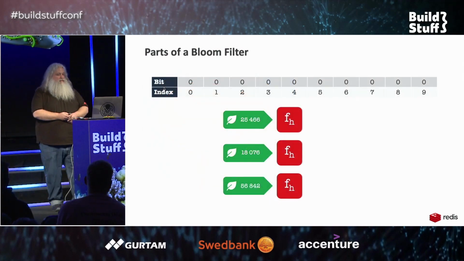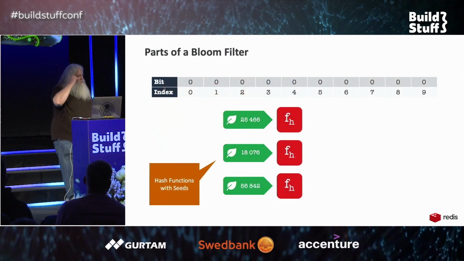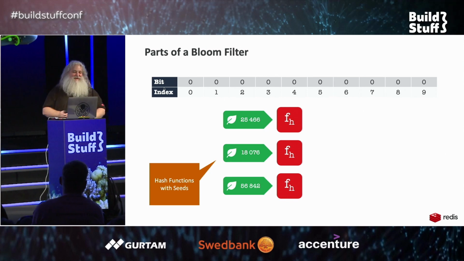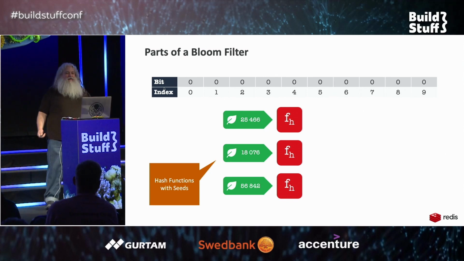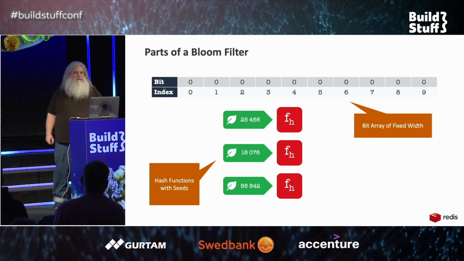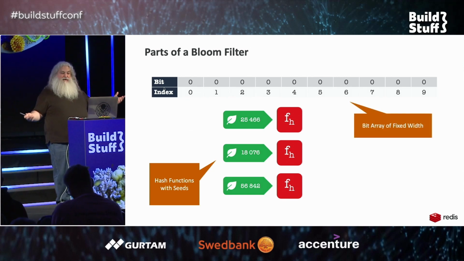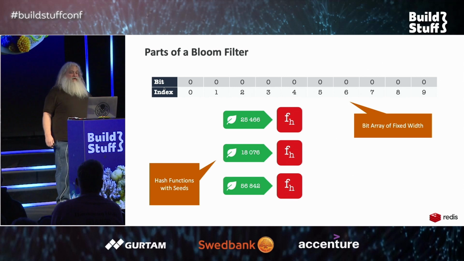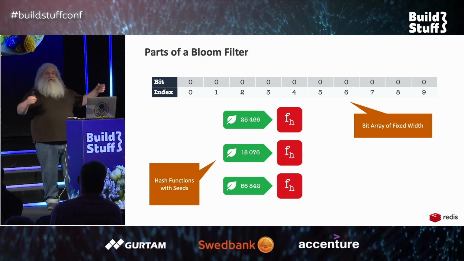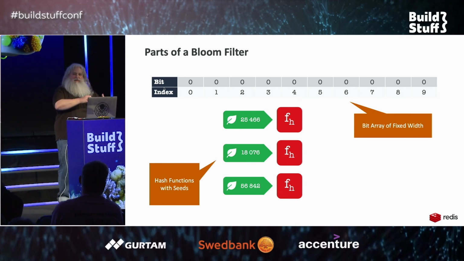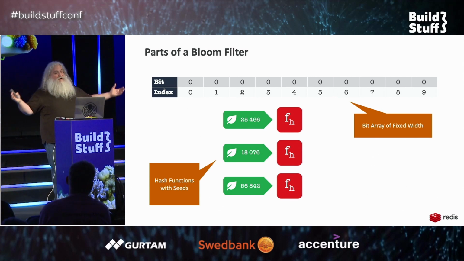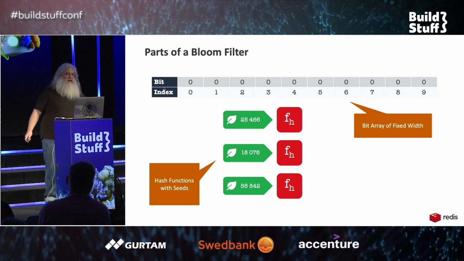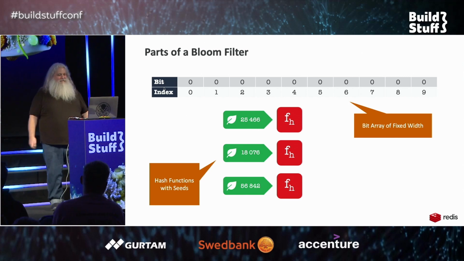In a Bloom filter, you have some hash functions. Remember hash functions? With their associated seeds. And you've got an array of bits that's of a fixed width. So when you create your Bloom filter, you say, in this case, we're using 3 hashing functions, and we're going to use 10 bits. This is obviously a tiny, useless toy version. You would use more functions. You would use a lot more bits. And probably have a multiple of 8.